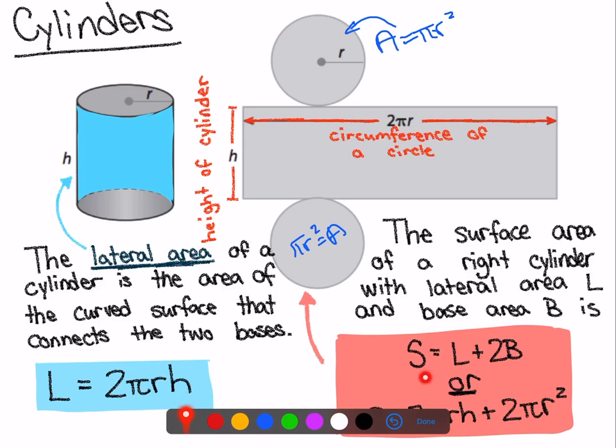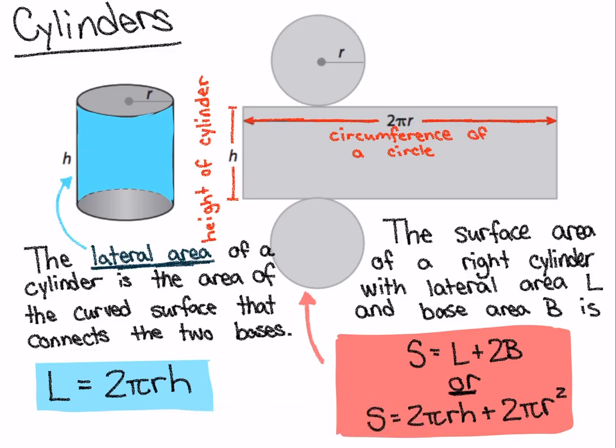And our surface area is just L, which again is 2 pi r times h, plus 2 times our base, which our base is pi r squared. So that's how we'll be able to use these to help us out in the next section. Again, I know that this is kind of in the way, but here it is again. S is equal to 2 pi r h plus 2 pi r squared.